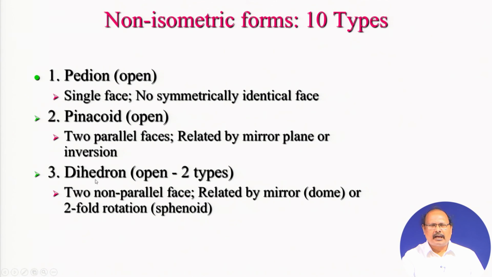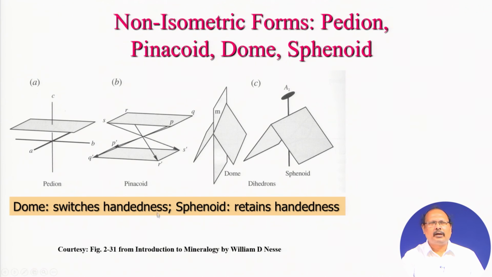And you have dihedron. They are open forms, and they can be subdivided into 2 types. Essentially, a dihedron represents 2 non-parallel faces, and they are related by a mirror. When they are related by a mirror, we call it a dome. When they are related by a twofold axis of rotation or dyad, we call it a sphenoid. So, let us see how these forms look.